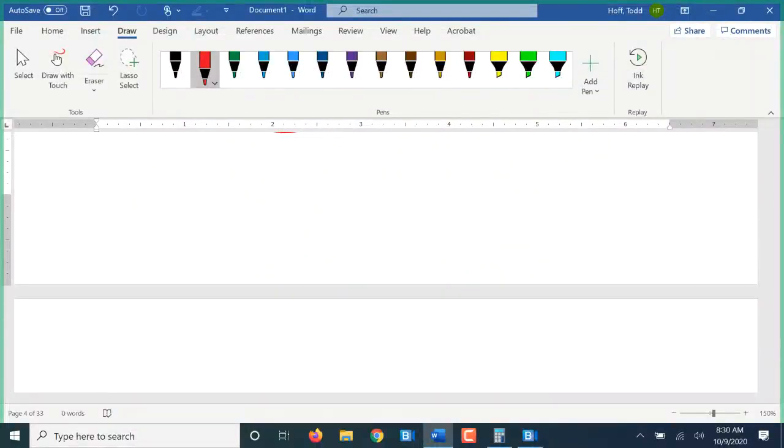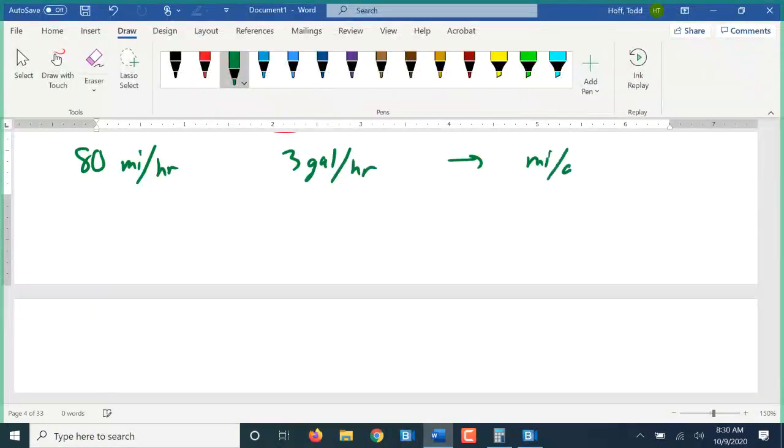You might have a car that is traveling at 80 miles per hour, and it is consuming fuel at a rate of, let's say, 3 gallons per hour. And I want to know, what is this in miles per gallon? Well, here we have 80 miles per 1 hour. That's what we're starting out with right there.